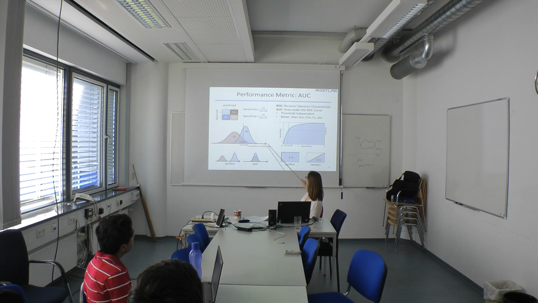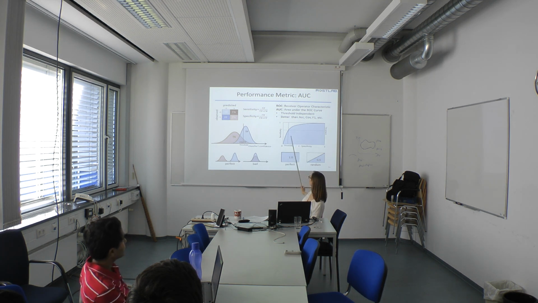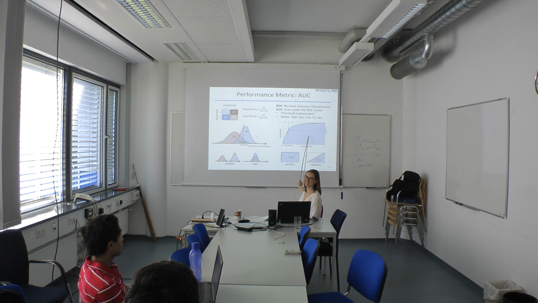Anyway, by moving this threshold, you can plot sensitivity versus 1 minus specificity, and you will get such a curve. It's called a ROC curve. And the area under the ROC curve, this is the whole area. The perfect classifier returns something like this, and this kind of classifier returns something like this. We should see in our Pokemon data something like this.